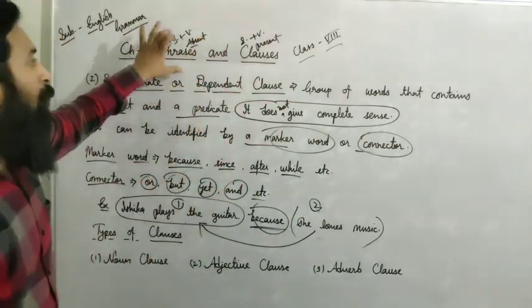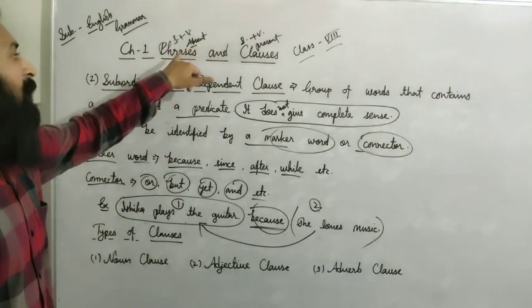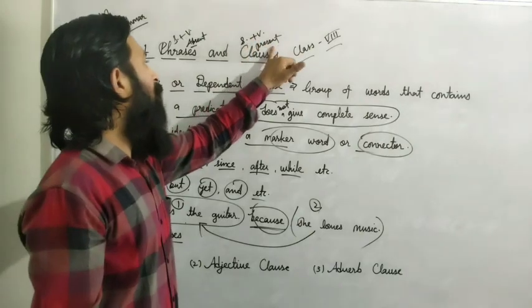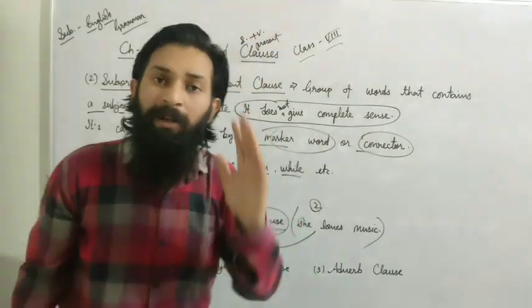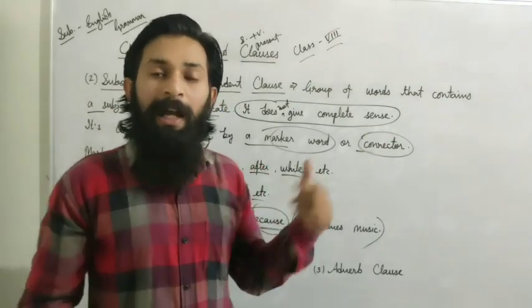You have to write this in your notebook. If subject and verb both are absent, then it is a phrase, and if subject and verb both are present, then it is a clause. After that, you have to study the classification of phrases and clauses.